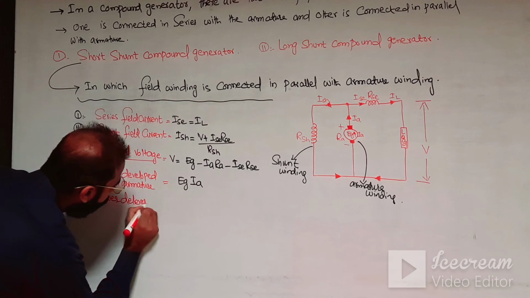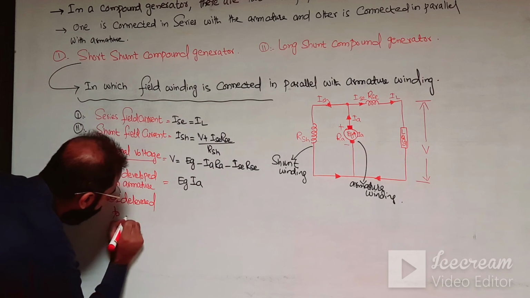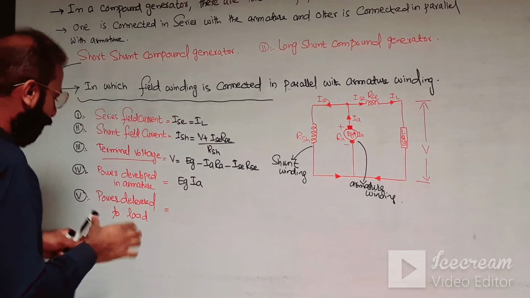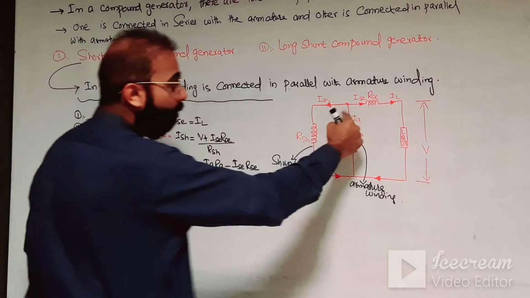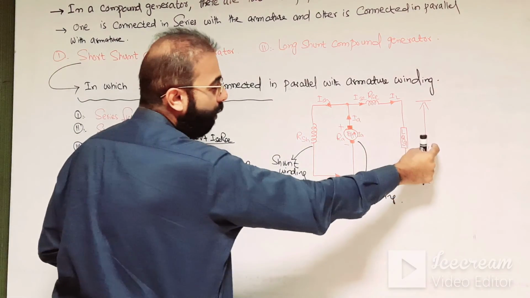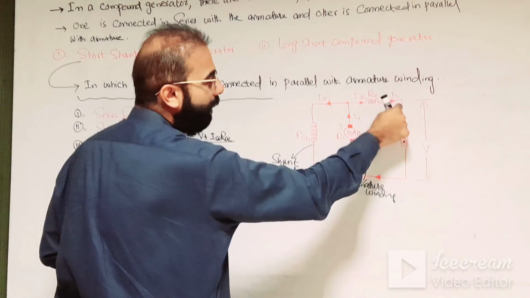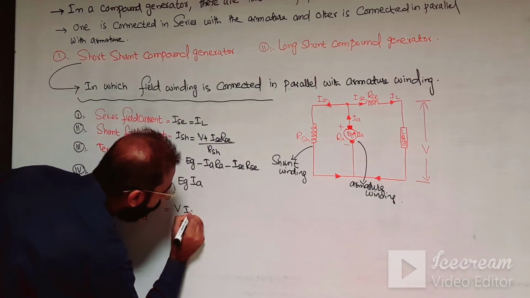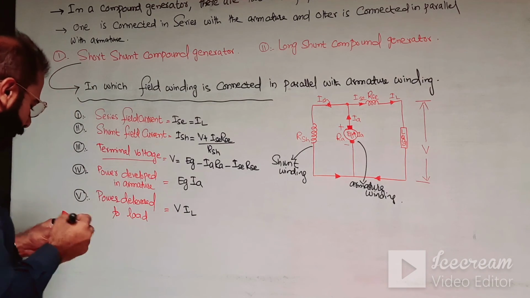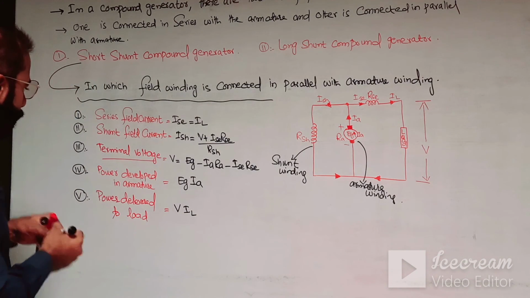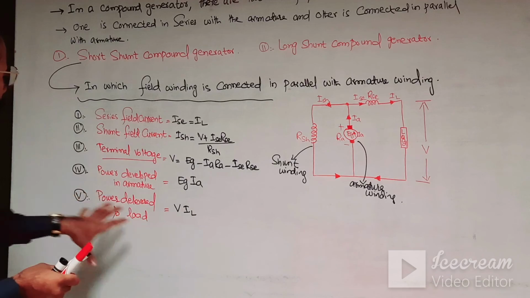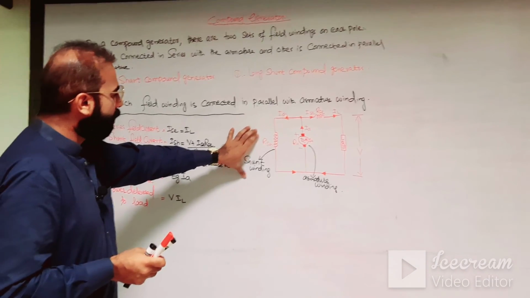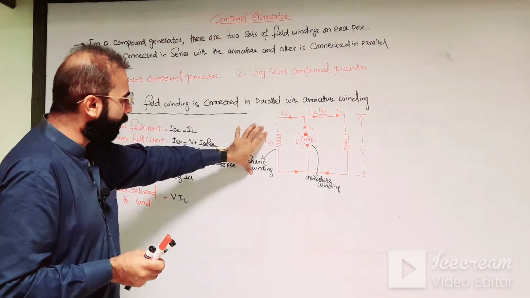So 5th point is the power delivered to the load. The power delivered to the load is the product of the terminal voltage multiplied by the load current. So these are the mathematical formulas related to the short shunt compound wound generator.